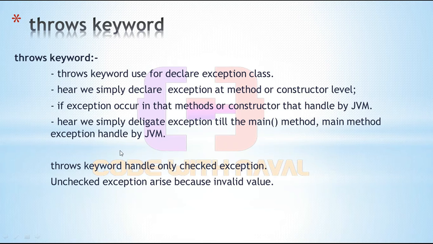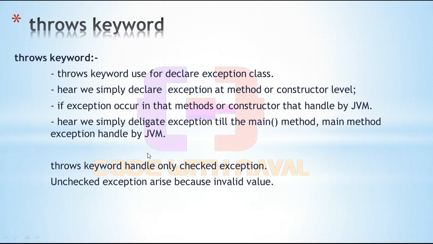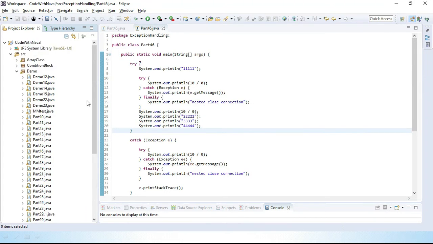Main method exceptions are handled by the JVM. Whatever exception occurs in the main method is handled by the JVM. The throws keyword handles only checked exceptions. Unchecked exceptions arise because of invalid values, which is why throws does not handle unchecked exceptions. Throws only handles checked exceptions, those that arise at compile time. Okay, let's open Eclipse and I'll perform one practical.